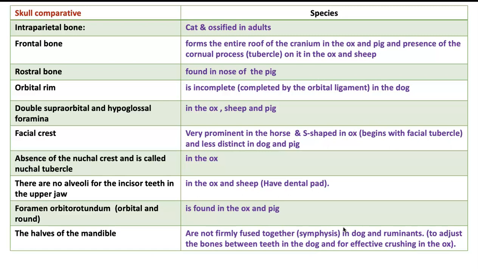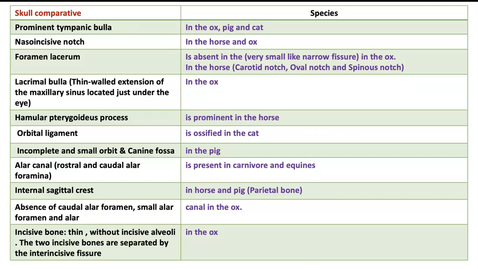As you know, there is no alveolus in the case of the ruminant, and they have only a dental pad. What is the most important structure? The round foramen and orbital foramen joining together to form what's called the foramen orbitorotundum. So the foramen orbitorotundum is only present in the large ruminant, small ruminant, and also in the case of the pig. As we mentioned, also the halves of the mandible will be completely ossified in the case of the equine and pig, however, will be incomplete in the case of the dog and also bovine.